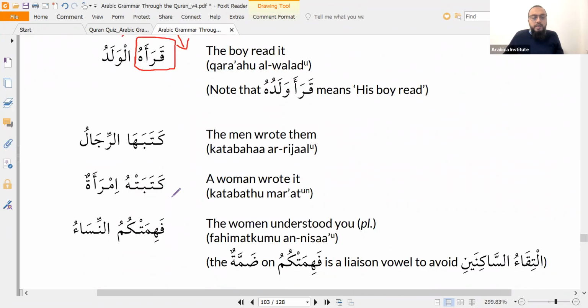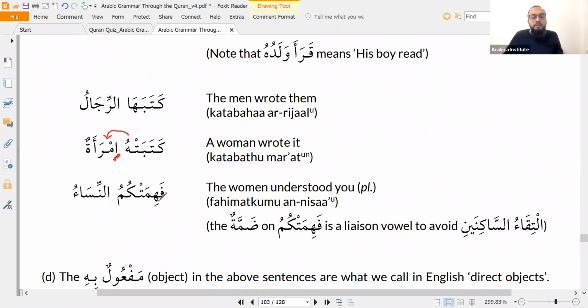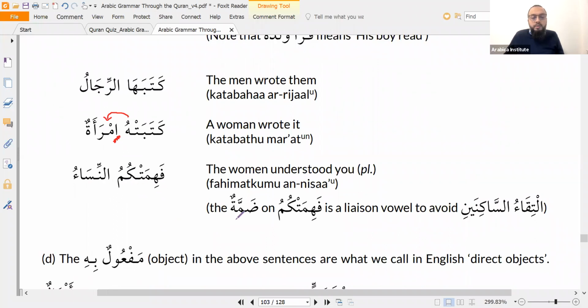Here are a few more examples. Katabaha ar-rijalu, the men wrote them, the ha referring to them. Katabathu imra'atun, actually you don't need this kasra here. You say katabathum imra'atun, a woman wrote it. Fahimatkumun nisa'u. Excuse the simplicity of the examples. I'm just trying to keep the examples simple, using boys, girls, men and women in the examples. So they're not very meaningful, but they're simple. Fahimatkumun nisa'u, the women understood you.